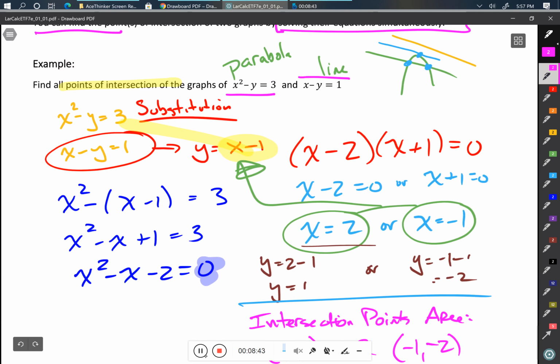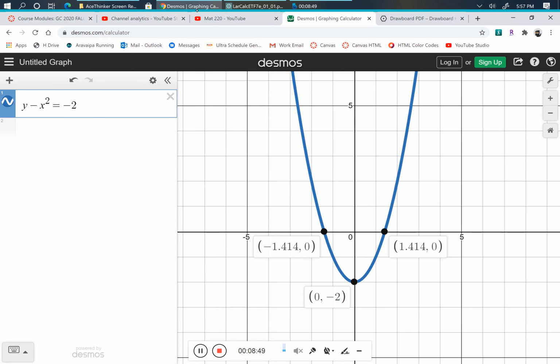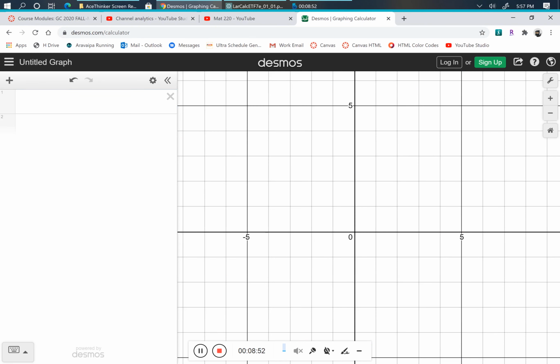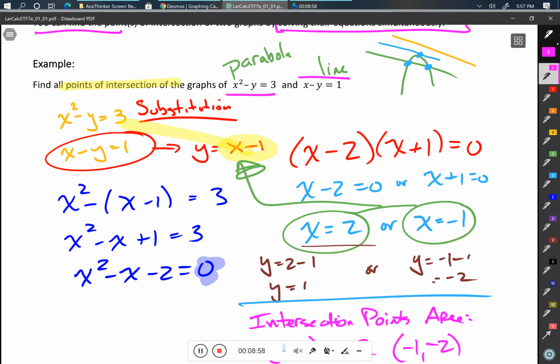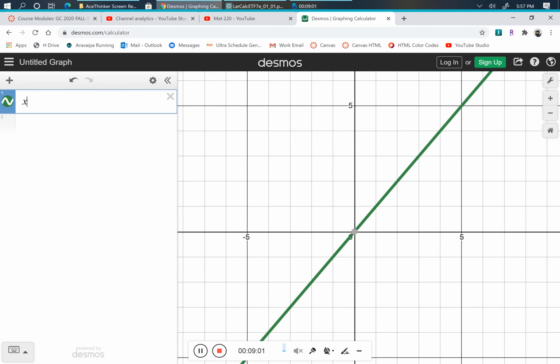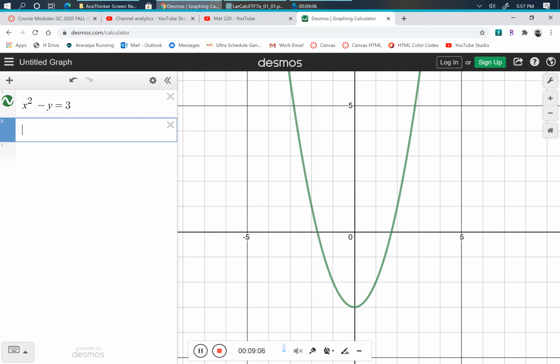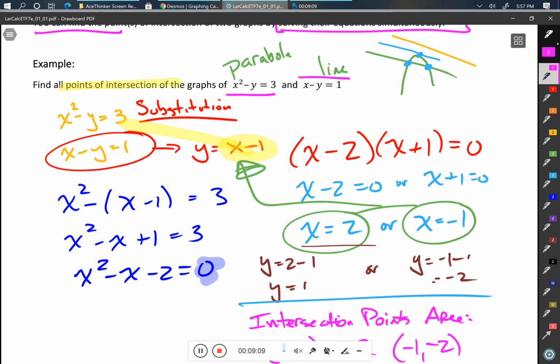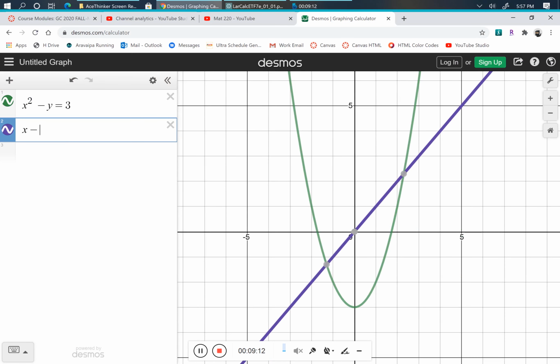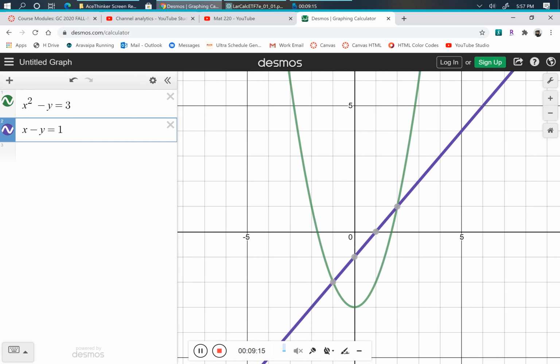Now this is a by hand technique, but I also could have solved this graphically. I could have gone over here to Desmos and said, okay, let's graph these two things. What was the first one again? We're looking at x squared minus y equals 3. So x squared, and the second one was x minus y equals 1. And there's our intersection points. All right, same answers we got, just a different technique.